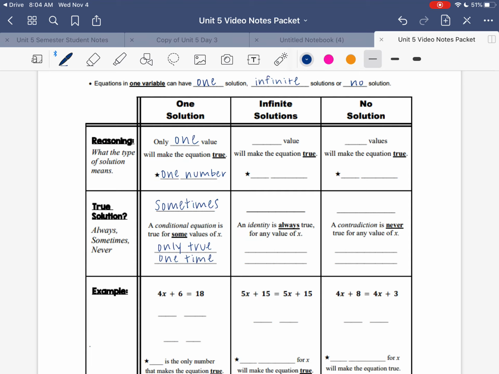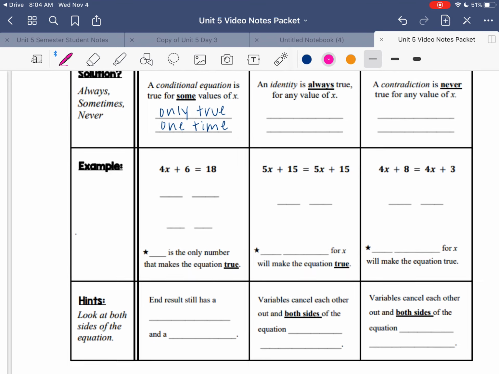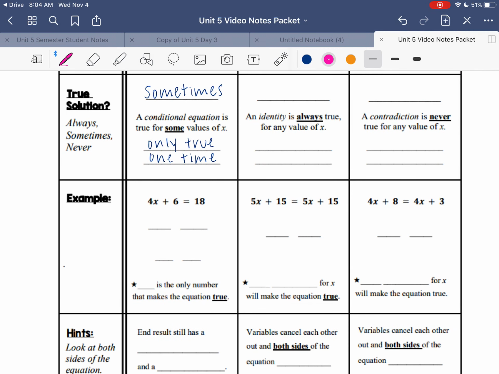And this example is going to look exactly like what we've been doing. So we've got a two-step equation right here: 4x plus 6 equals 18. So we know if we were going to try to solve this, I would subtract 6 on both sides first. And when I subtract 6, I'll get 4x equals 18 minus 6, which is 12. And then I would divide by 4. 12 divided by 4 is 3. So I get x equals 3.